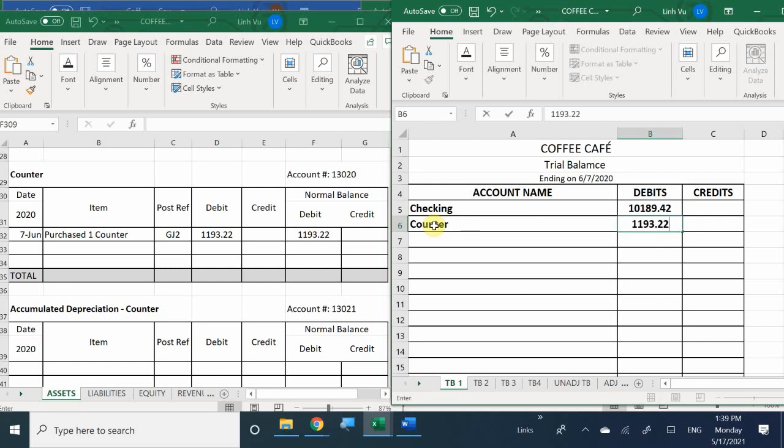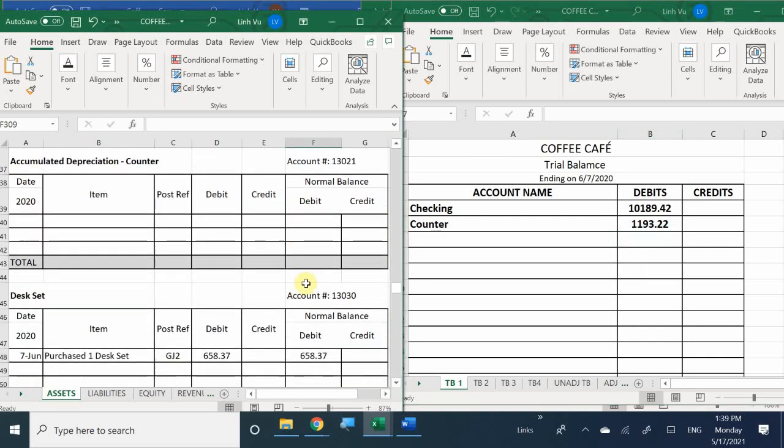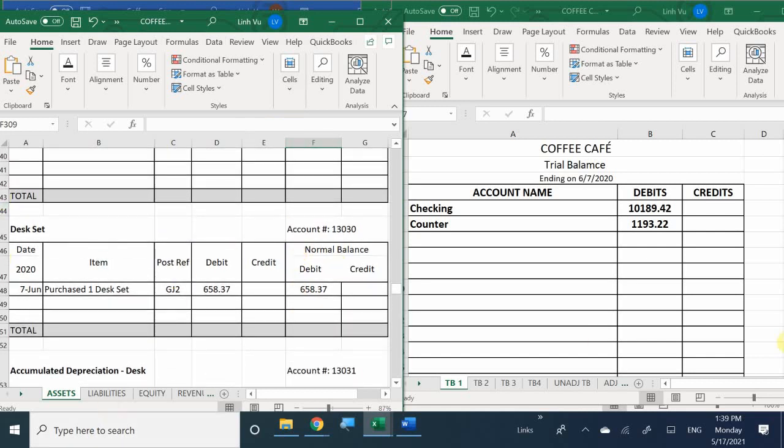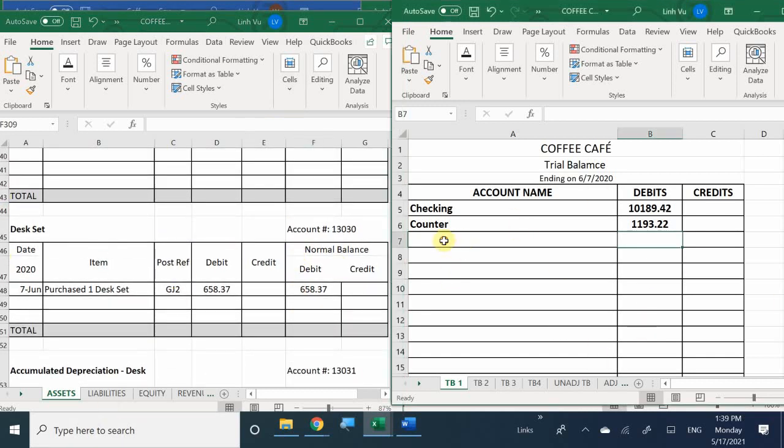Debit for 1193.22. Good. Excellent. Right? We haven't talked about depreciation yet, so obviously nothing there. Okay? So then what's my next one going to be? The desk set. Yes. Desk set.